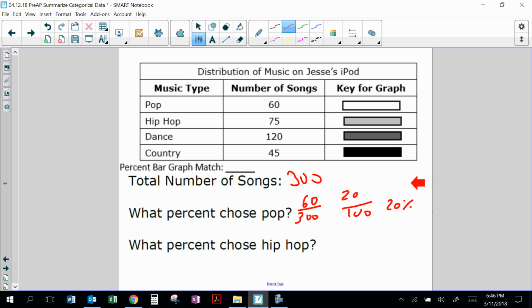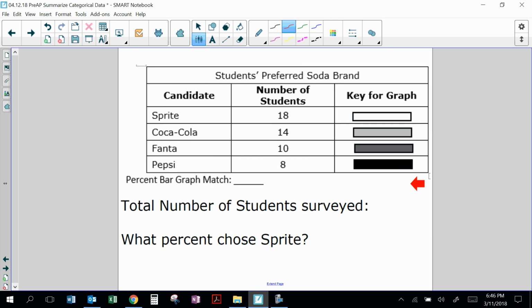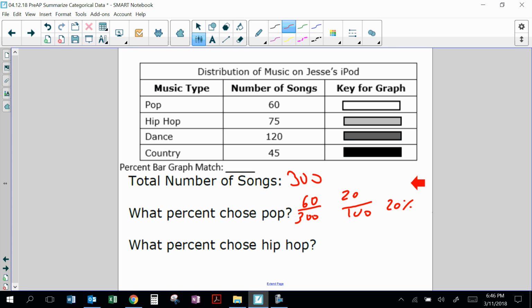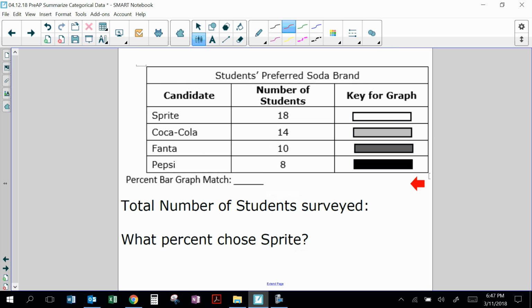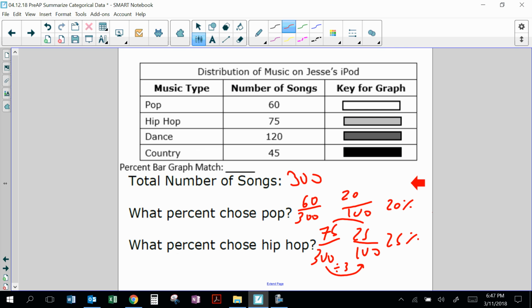So let's see which one. 20% is pop. Oh, it's either B or C. Because it's a tie, we're going to have to look at the next category, which is hip hop. 75 of the 300 songs are hip hop. So how do you turn 300 to 100? Divide by 3, or times it by a third. So 25% chose hip hop. Let's go back and look at this. This is going by fives, 5, 10, 15, 20, 25. So it must be B. The other one goes 5, 10, 15, 20, 25, 30. Nope. So it must be B.